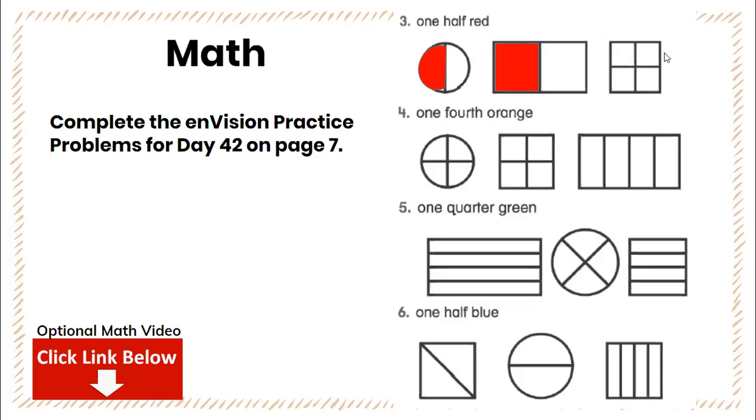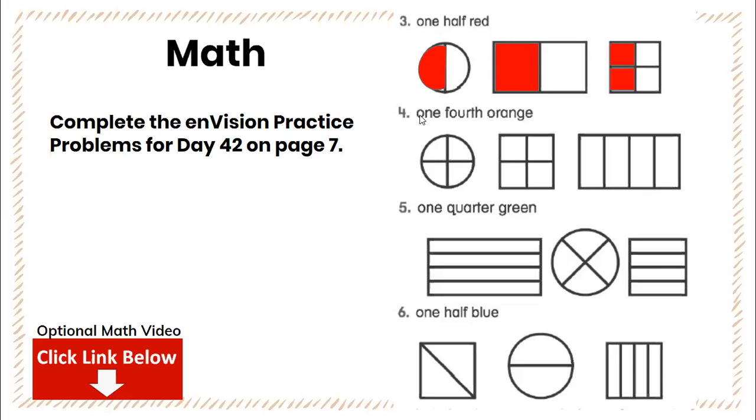Now let's look at the last part. 1/2 red. Oh, just one part. Does that look like 1/2 of the square is red? No. In order to show 1/2 of the square, we need to shade in 2 of these parts. So be really careful to make sure that you are showing 1/2 of the shape, not just one part. So you have to look really carefully at how many equal parts there are in each shape.